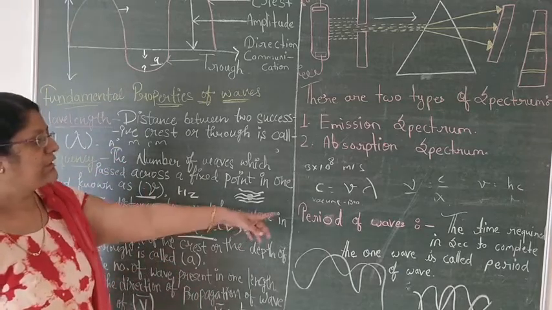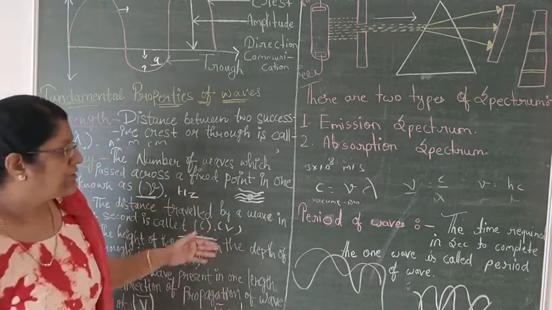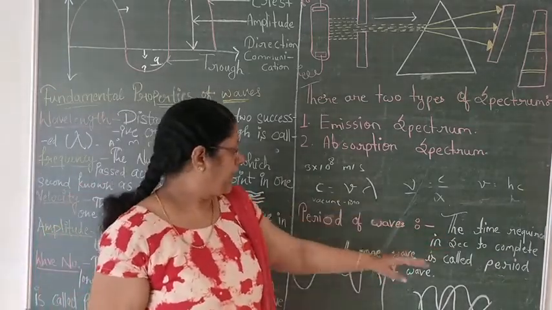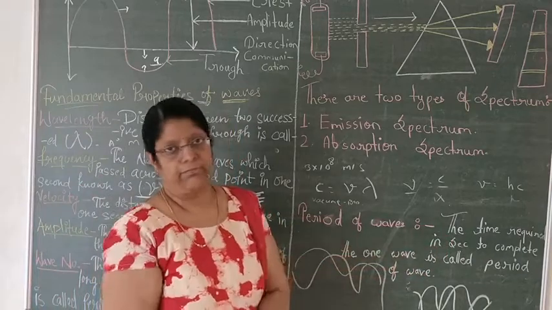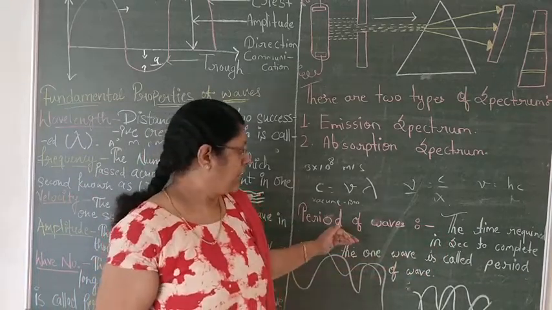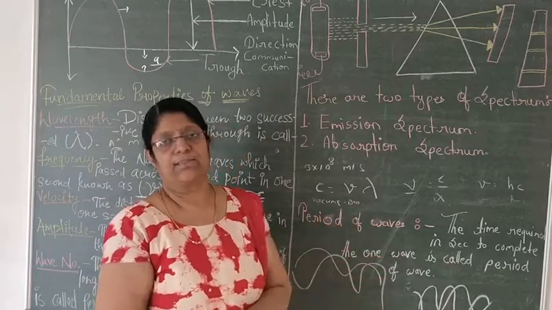The last one is period of a wave. The period of a wave is defined as the time required, in seconds, to complete one wave.